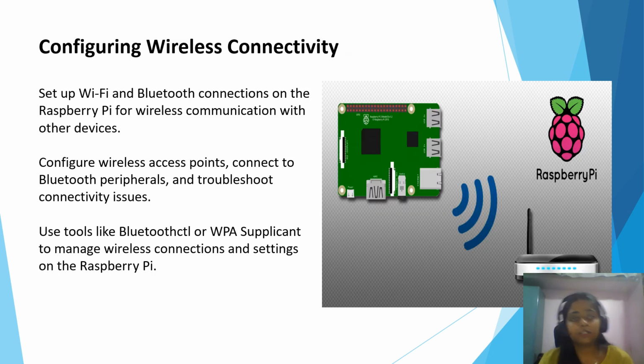And coming to configuring wireless connectivity. Set up Wi-Fi and Bluetooth connections on the Raspberry Pi for wireless communication with other devices. Configure wireless access points, connect to Bluetooth peripherals, and troubleshoot connectivity issues. Use tools like bluetoothctl or wpa_supplicant to manage wireless connections and settings on Raspberry Pi.